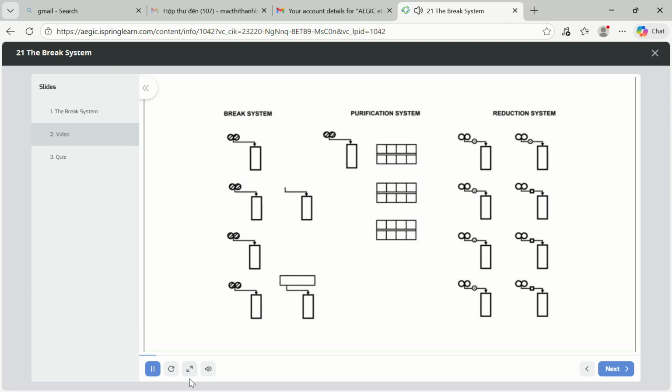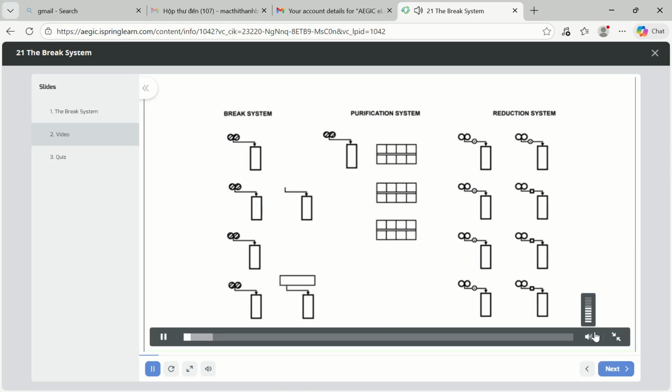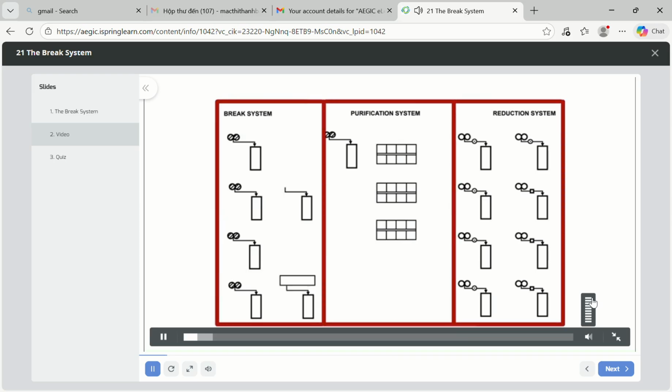This is a flow diagram of a very simple theoretical milling system. There are many different systems and most are more complex, but we will begin with this one for learning purposes.